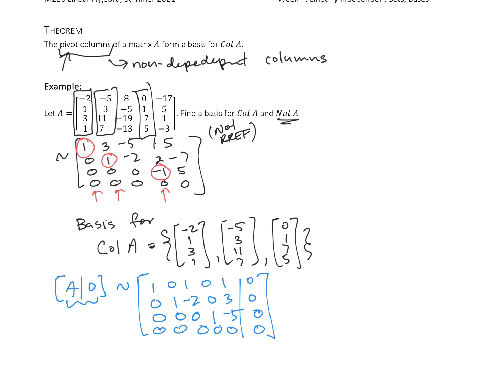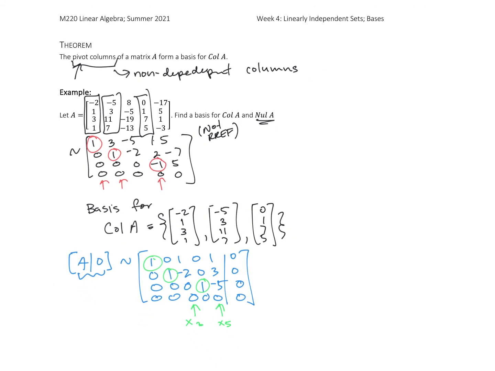All right, so because we've already determined these are our pivot columns, that tells me that x3 and x5 are my free variables. So again, I'm going to describe this in parametric form, and then I'm going to describe it in parametric vector form, and then I'm going to take the vectors from parametric vector form, and those create my basis for the null space of A.